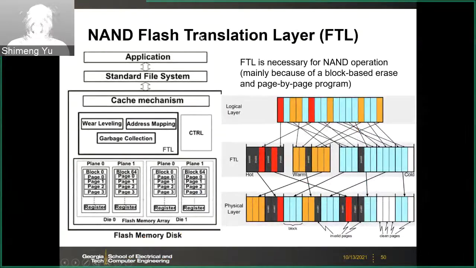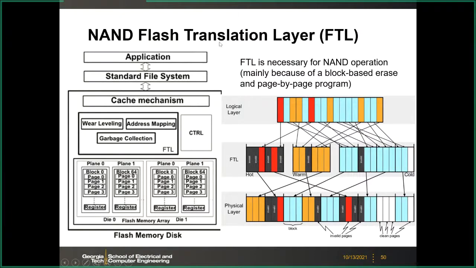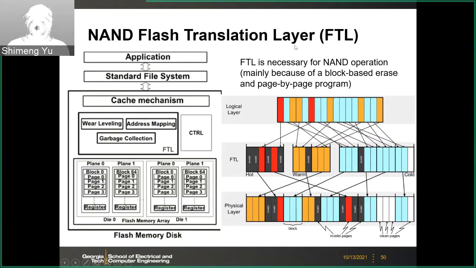So here I just want to have some discussions on the NAND flash translation layer. It's also called FTL, flash translation layer. This is because the NAND flash does not have direct access to the individual cell, as we discussed earlier. And also the NAND flash uses block-based erase and page-by-page program mechanism. Therefore, there is a mapping between the logic address to the physical address.